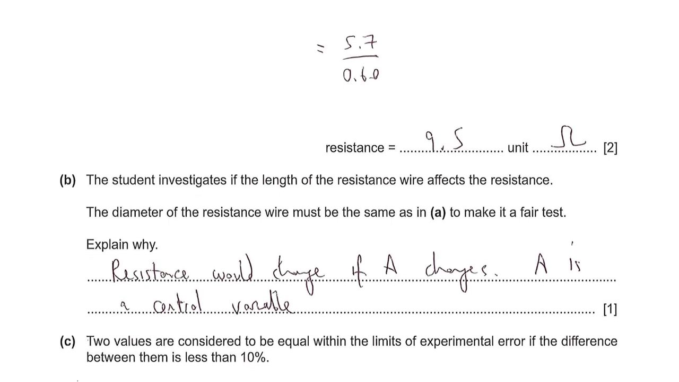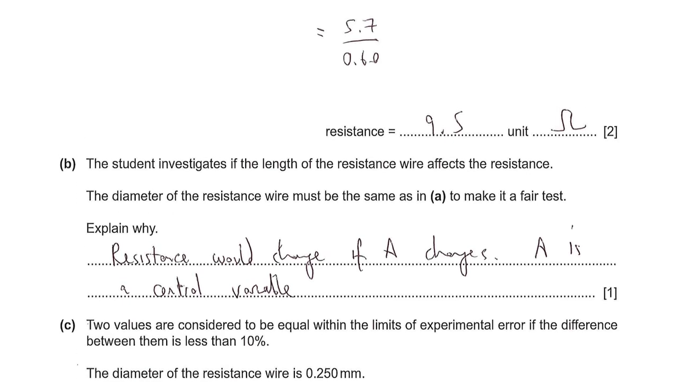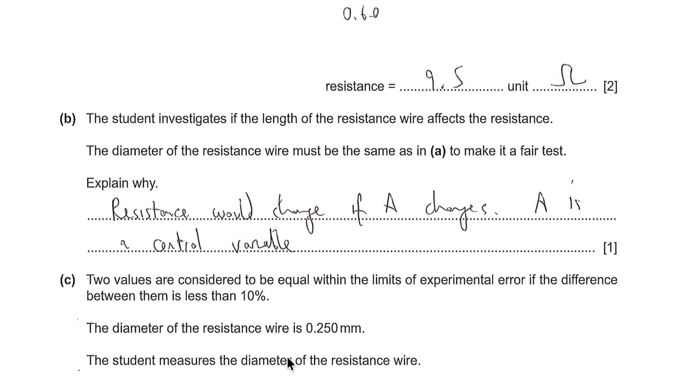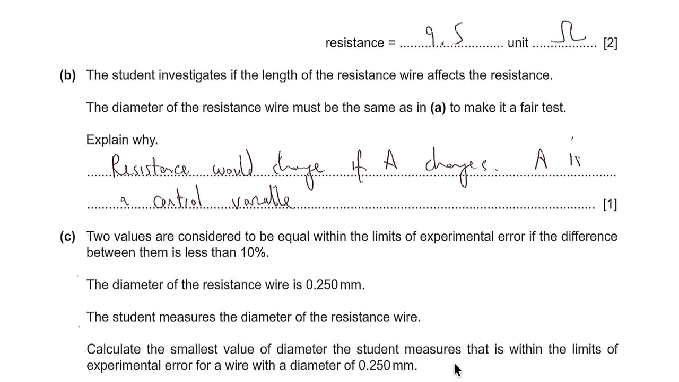I quite like this question. We've got a diameter of 0.250. And it says here, the student measures the diameter. Calculate the smallest value of diameter the student measures that's within the experimental error. Okay, so what does this mean? I think the first time you see this, you wonder what is going on here.